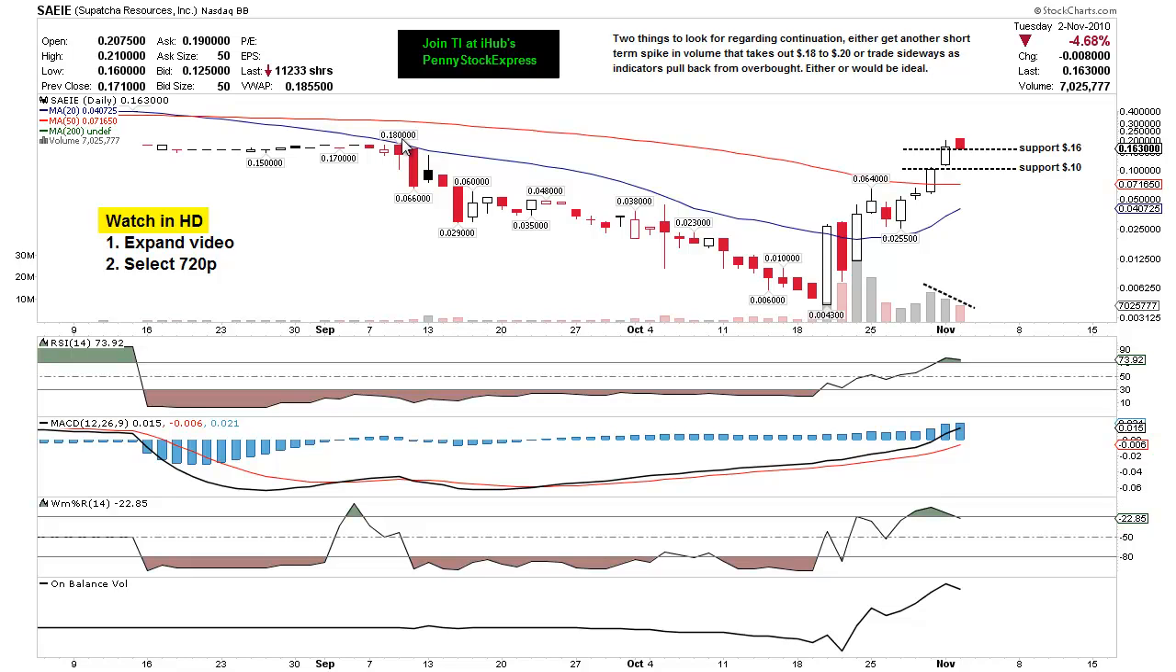It'll need something more than this type of selling here for that to happen. So look for something in around these ranges where you've got the buyers coming back in droves. If that doesn't happen, support's going to be at 16 and at 10. Then you have your moving averages here.